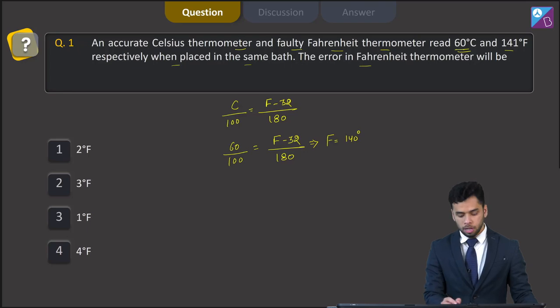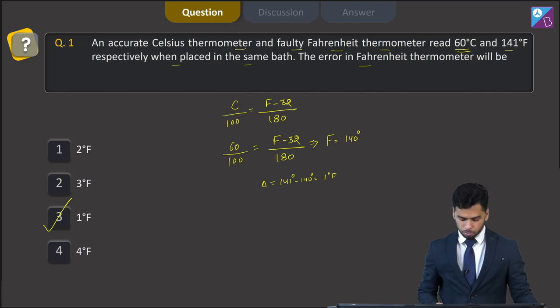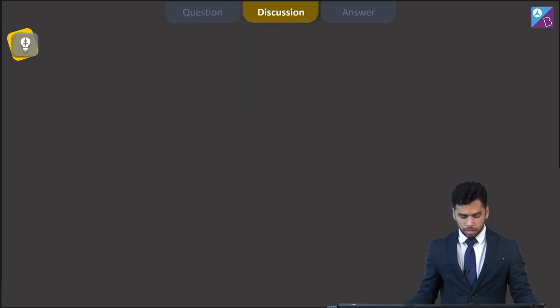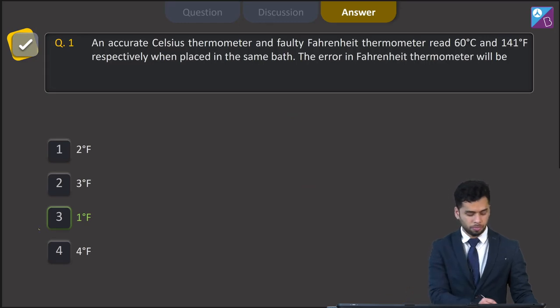So the error will be equal to 141 degrees minus 140 degrees, that is equal to 1 degree Fahrenheit, and it is given to us in option 3, which has been verified by the answer slide as well.